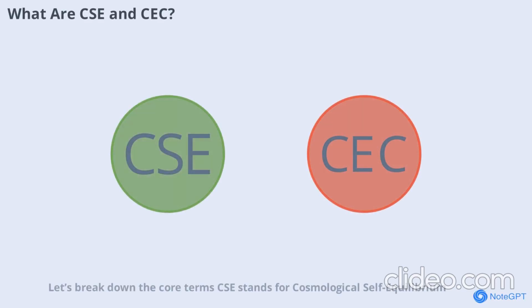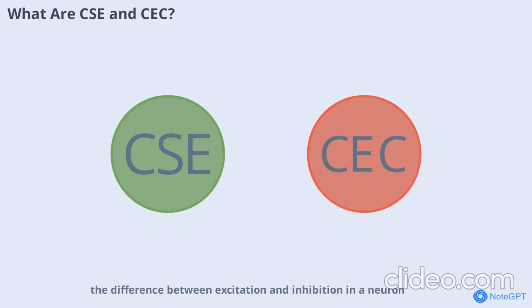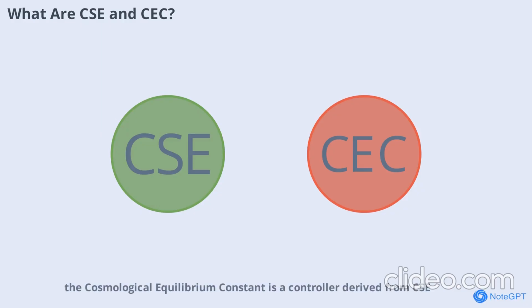Let's break down the core terms. CSE stands for Cosmological Self-Equilibrium. It's a measure of local imbalance. Think of it as the difference between excitation and inhibition in a neuron, or the mismatch between signal and noise in a system. CEC, the Cosmological Equilibrium Constant, is a controller derived from CSE. It acts as a local gain or susceptibility, modulating how strongly a system responds to imbalance. In practice, CSE can be a field that varies across space and time, while CEC can be a local energy-like quantity or a multiplicative gain. This dynamic duo helps systems maintain stability, adapt to changes, and optimize energy use.